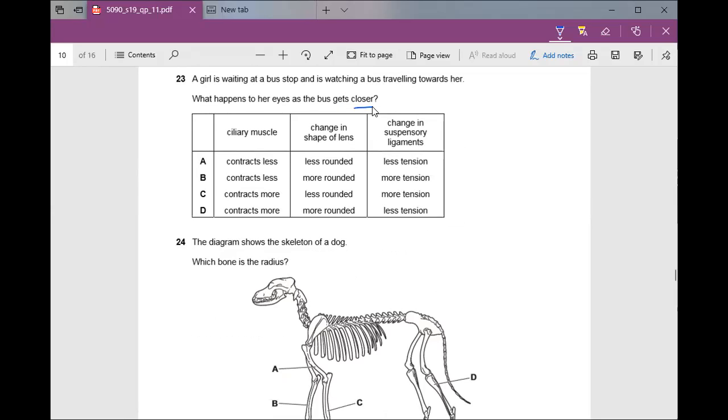When the object is near, at that time, lens become rounded. Thicker lens is there. So we have these two options. Okay, we will not go for this one. First of all, ciliary muscles, they contract more, and the ligaments have less tension. When the ligaments have less tension, that causes the lens to become thicker. So D is the correct option.